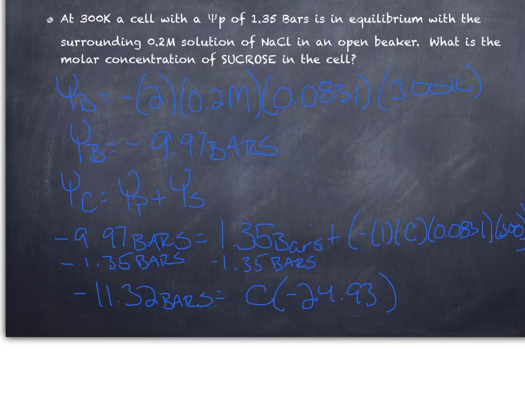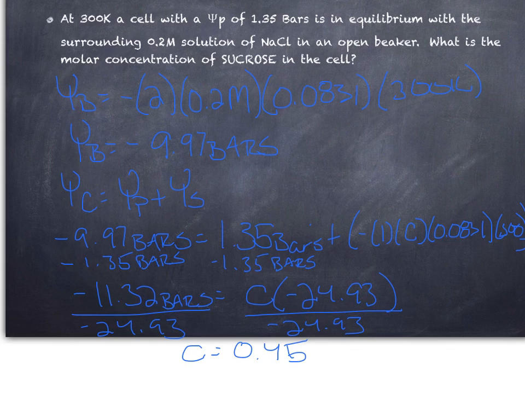Okay. Then in order to solve for C, all we have to do is divide both sides by negative 24.93. Negative 24.93. And we get our answer, so our C value then is equal to 0.45 moles per liter. So moles per liter, molar. Okay, so that's our concentration of sucrose inside the cell.